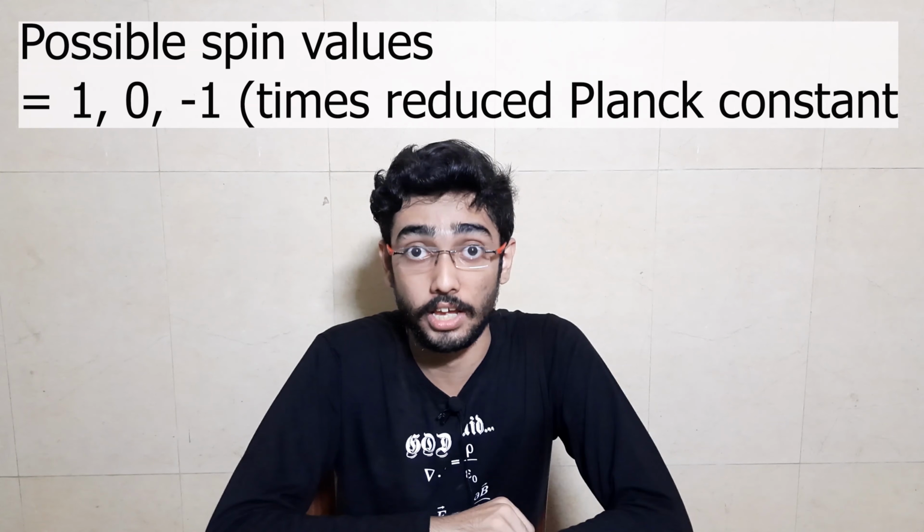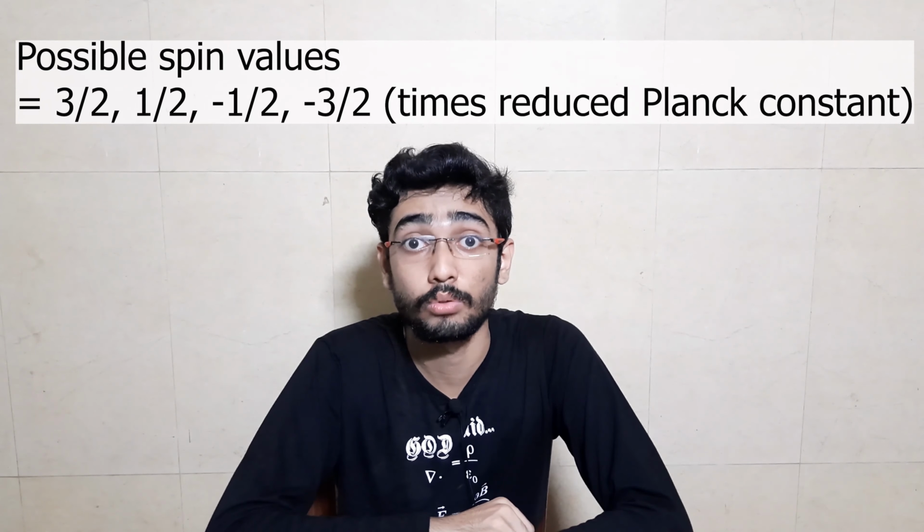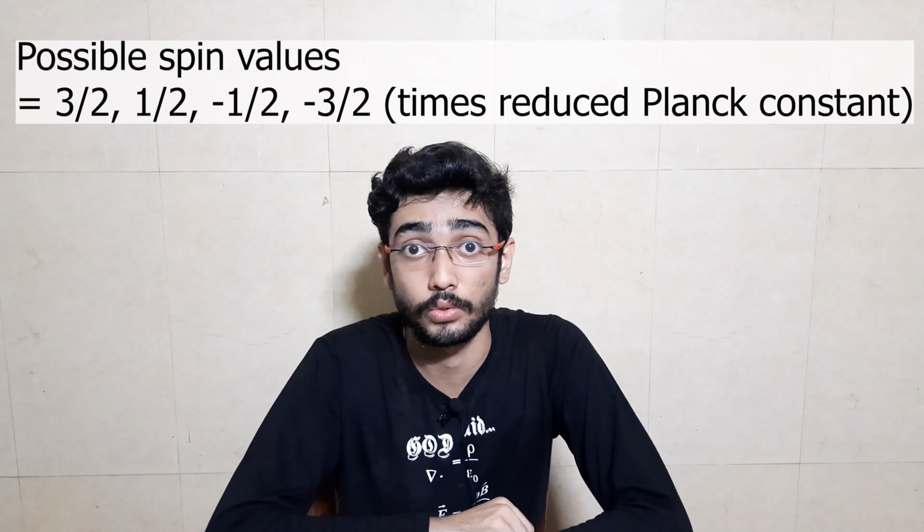For example, say a particle is a spin 1 particle, so the spin values it can take are 1, 0 and minus 1 times h bar. But say a particle is a spin 3 by 2 particle, then the spin values it can take are 3 over 2, 1 over 2, minus 1 over 2 and minus 3 over 2 times h bar.